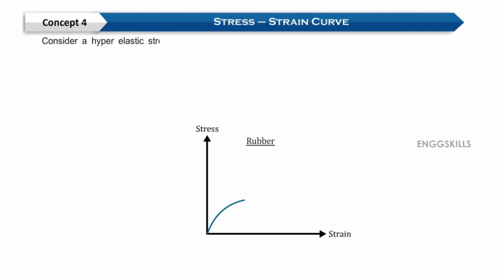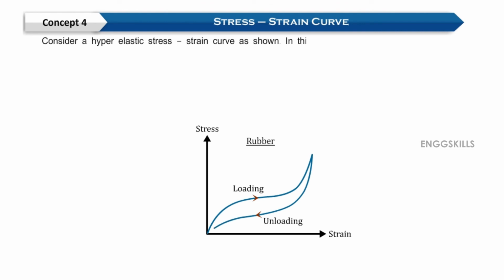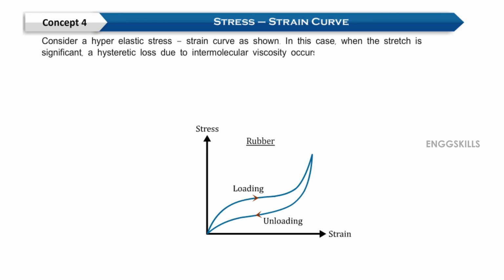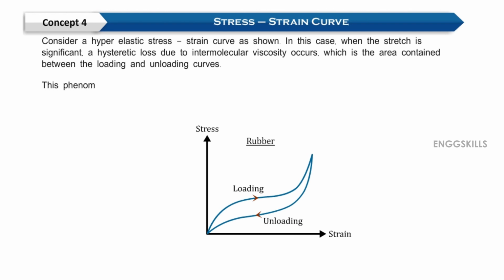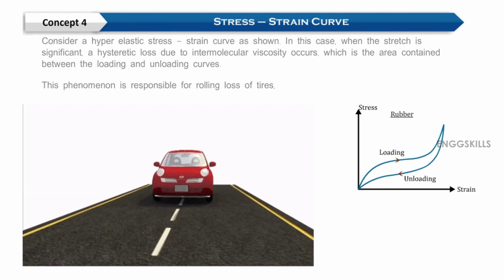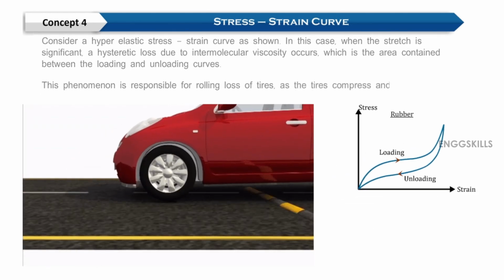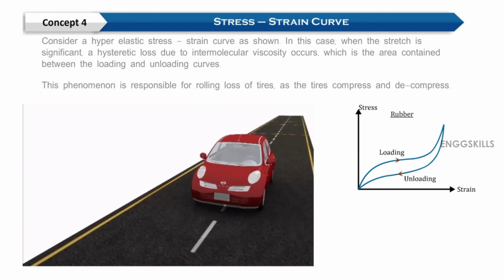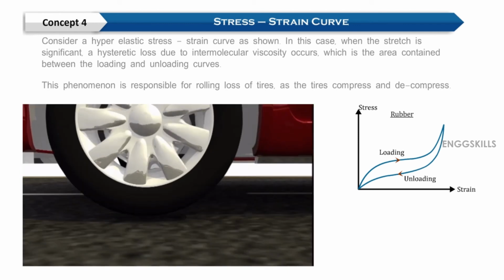Consider a hyperelastic stress-strain curve as shown. In this case, when the stretch is significant, a hysteretic loss due to intermolecular viscosity occurs, which is the area contained between the loading and unloading curves. This phenomenon is responsible for the rolling loss of tires. As the tires compress and decompress, certain energy is lost due to intermolecular viscosity.